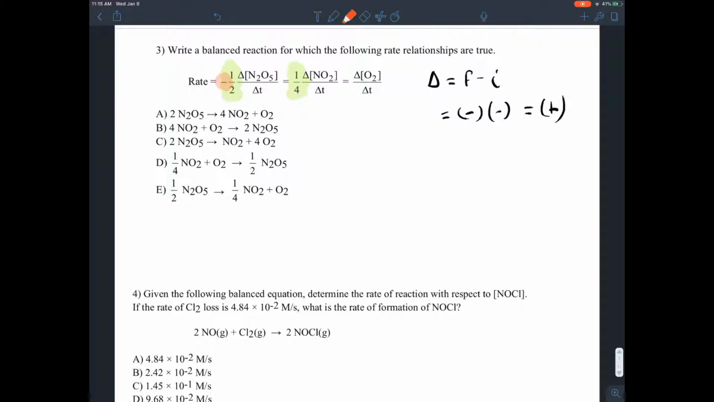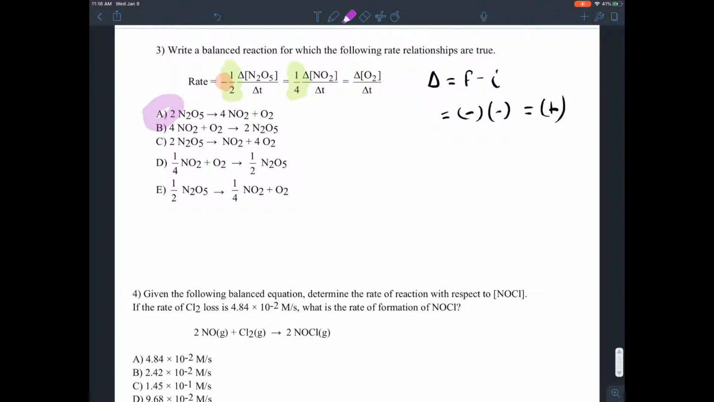So we only really have two options then. That would be this option here and this option here. So let's take a look at the remaining. Well, then NO2 should have a coefficient of 4. And because the C option does not have that, that leads us to believe that the correct answer must be A in this case. So A is going to be our correct answer.